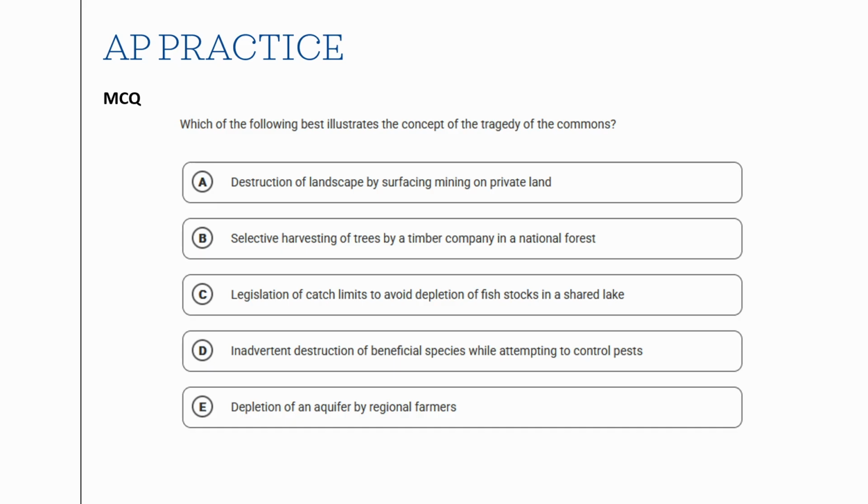All right, a little bit of AP practice here. Let's start out with the multiple choice question. Which of the following best illustrates the concept of the tragedy of the commons? You can pause the video and take a look and see what you think is the best answer. Okay, the correct answer here is depletion of an aquifer by regional farmers, right? So we're seeing a clear tragedy, which is the depletion of the aquifer. And the aquifer is a common and shared resource, right? The groundwater that all the regional farmers are tapping into.